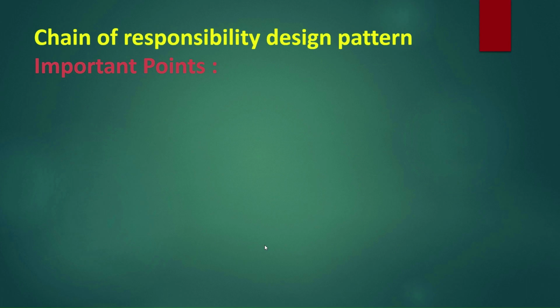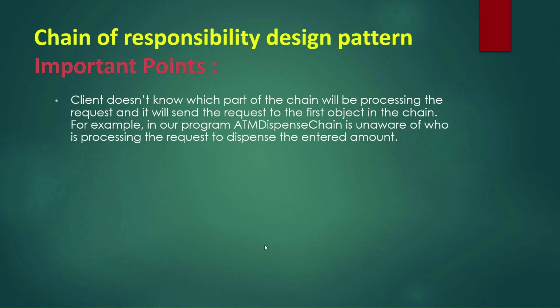So for the chain of responsibility design pattern, some important points we'll discuss here. The client does not know which part of the chain is processing the request. The client just sends a request, and then we have a lot of objects that are supposed to handle that request. Any of the objects will handle the request, but the client doesn't know which object is handling it. Okay, and it will send the request to the first object in the chain.